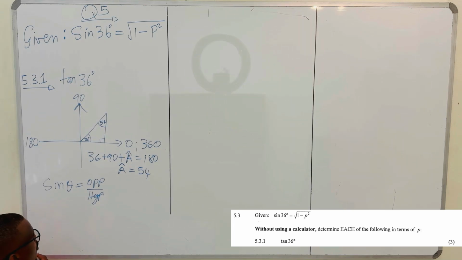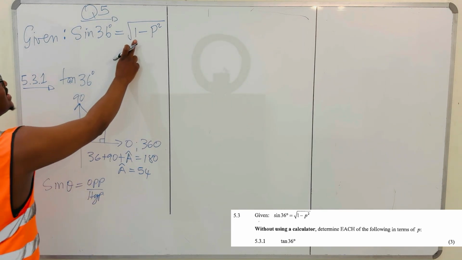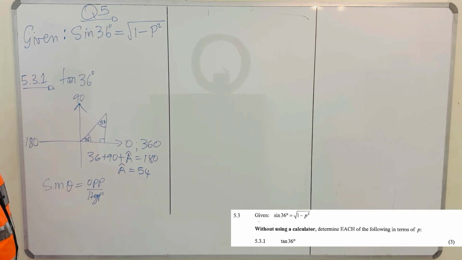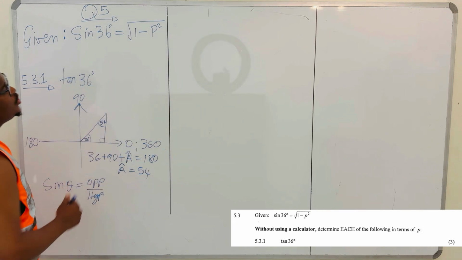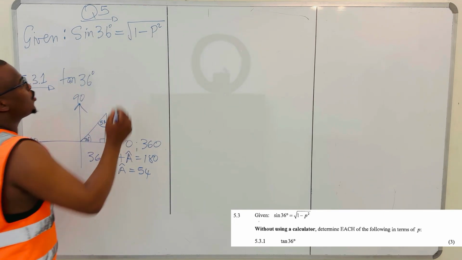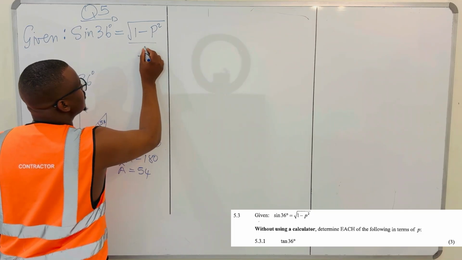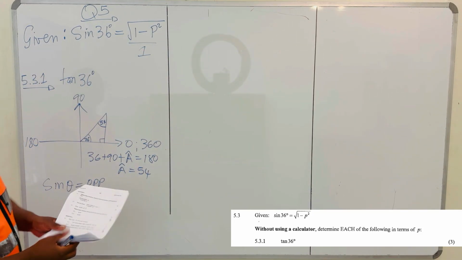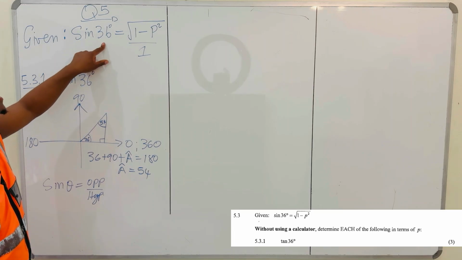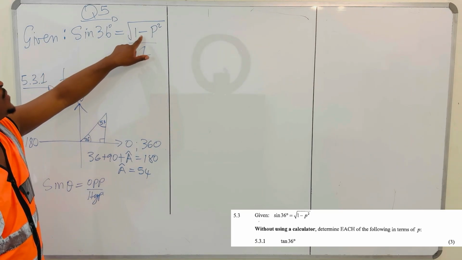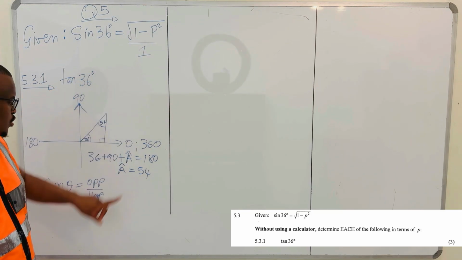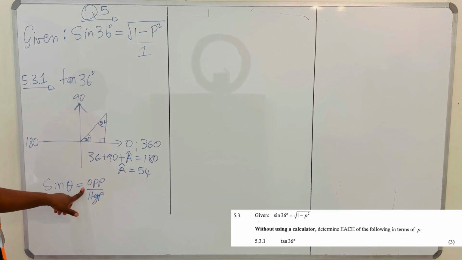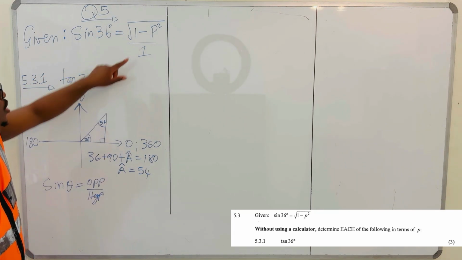Right? No problem. Which means this is your opposite divided by the hypotenuse. But when you look at it, you don't see anything dividing it, because what is dividing it is 1. You should know that. So sine 36 degrees is equal to square root of 1 minus p squared all over 1, because it should be the opposite over the hypotenuse side. So there is your opposite, this is the hypotenuse side.